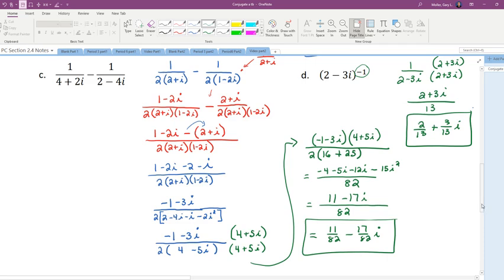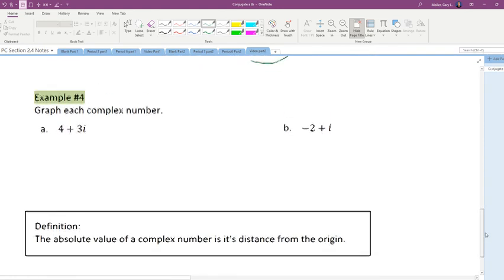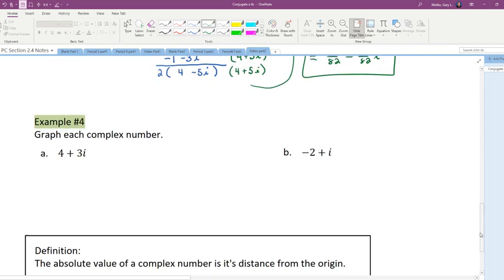All right, one little concept left. Let's scroll down. All right, let's graph each complex number. Now, we're not going to do much with graphing complex numbers. In fact, if you are very artistic and inclined, I would encourage you to look up fractals. Do some Googling on something called a fractal.